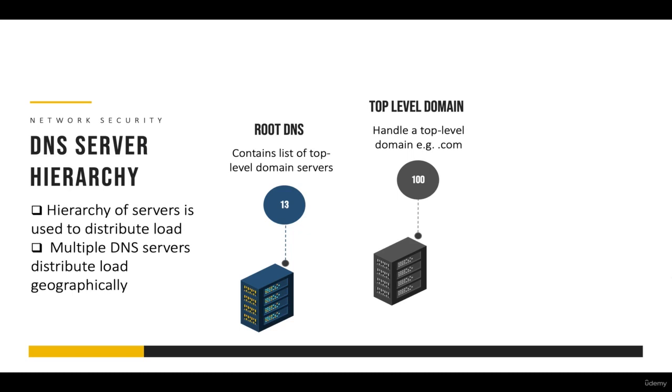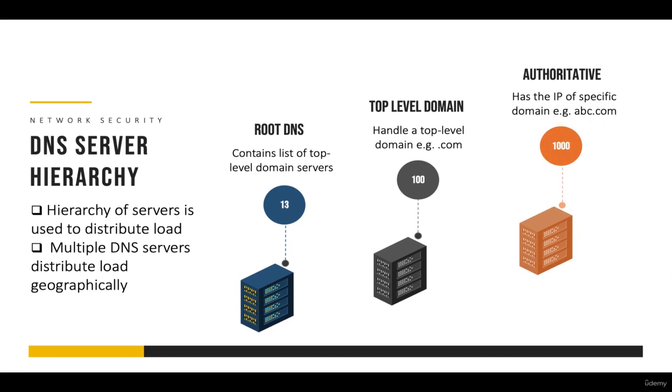For the root DNS servers, it should be noted that there are just 13 of these, and if somehow they come down, then the internet won't be functional anymore, because the websites would still be there, but the DNS translation would not be done. So there will be no way to get the IP addresses. At the third level, we have authoritative servers which have the specific IPs of the domains, for example abc.com. So in this way, we have a hierarchy of servers, and each of these servers, the root DNS servers, top level domain servers, and authoritative servers, are also distributed geographically around the world to spread the load around.